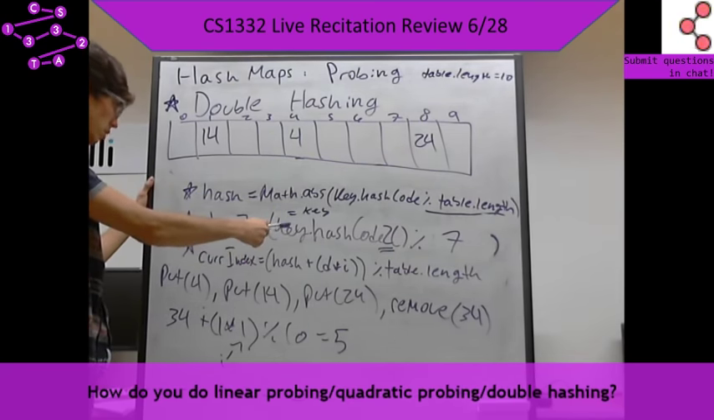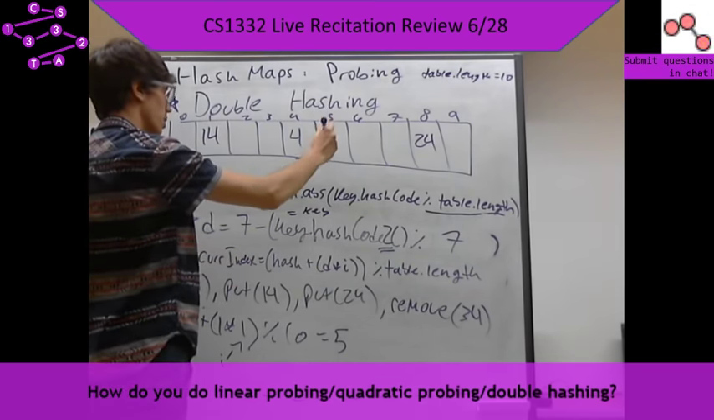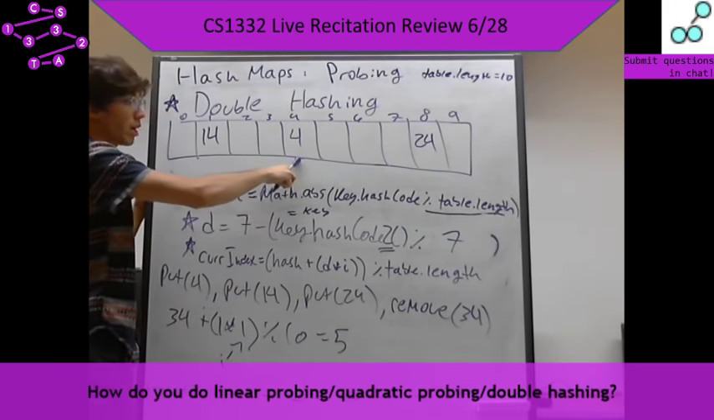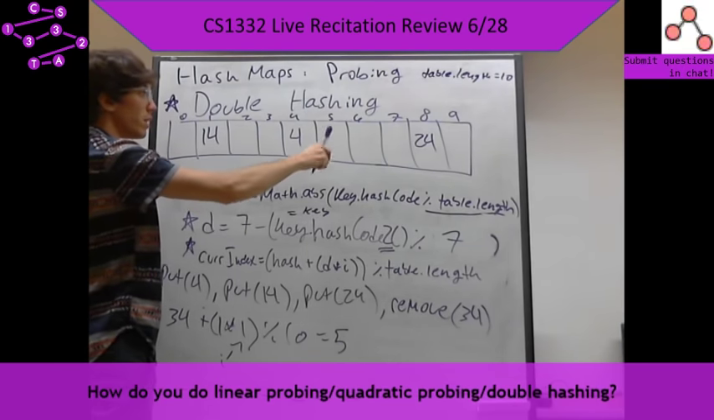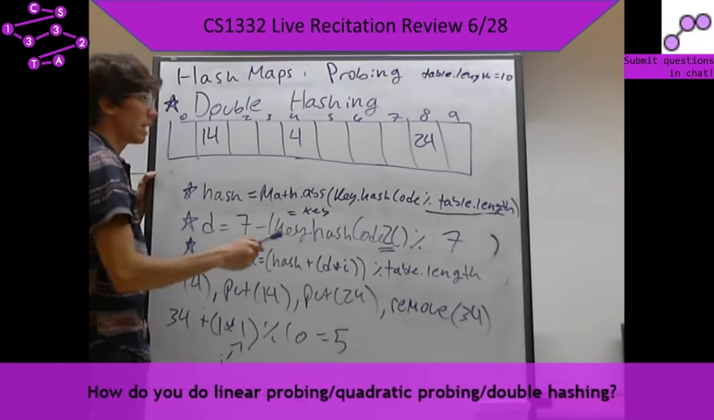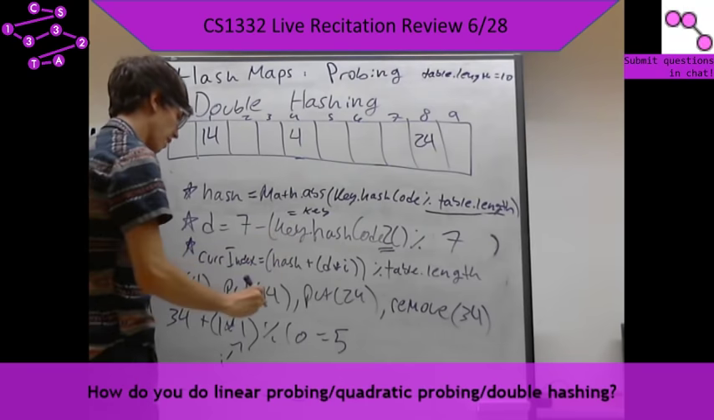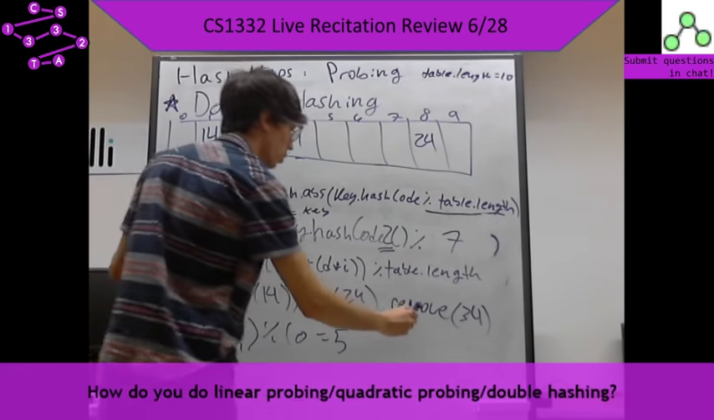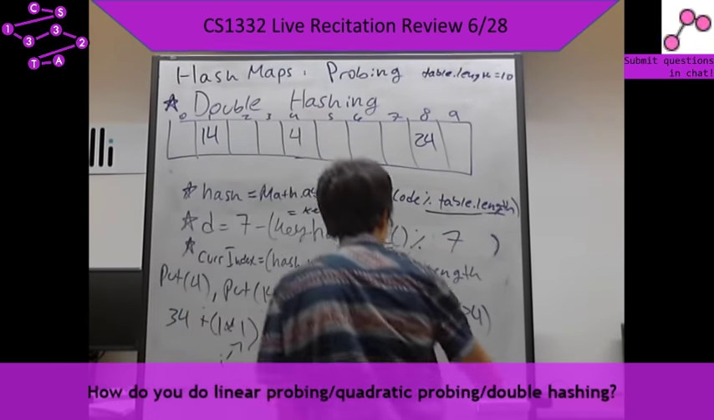7 minus 6 is 1. Okay, all right, cool. So I think I just wrote it down. So we initially will check here. Our double hashing will have us end up here. We'll see that 34 is not in the hash map because we hit a null, right? And this can allow us to throw an exception.